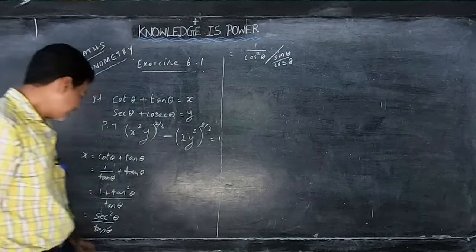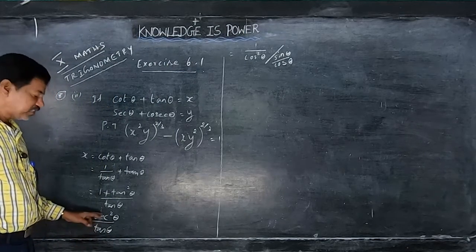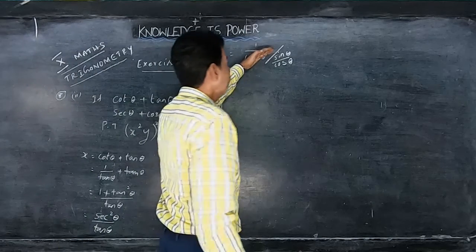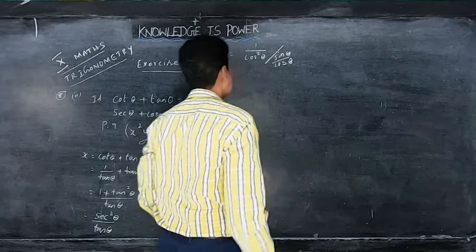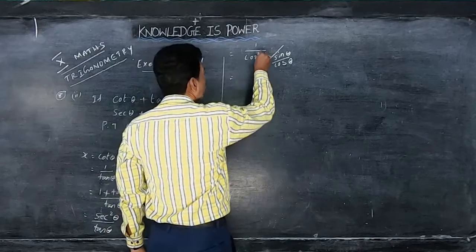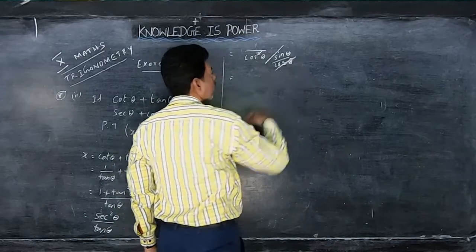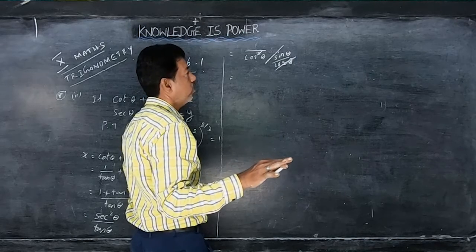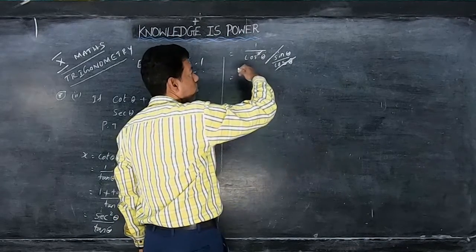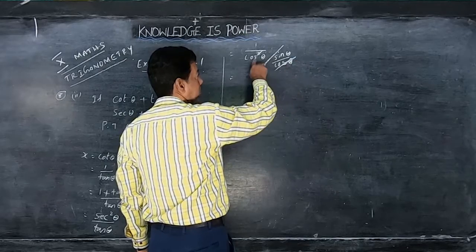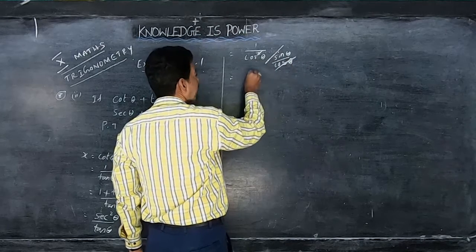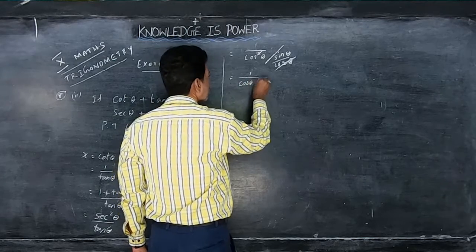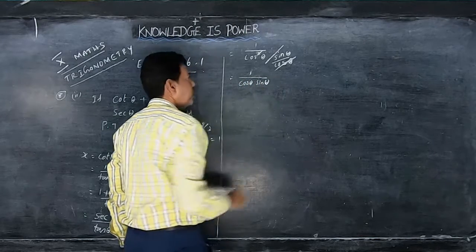This is the value of tan theta. Secant square I have written as 1 by cos square, divided by sin by cos. So now what do you do? One of the cos will cancel. The cos in the denominator cancels with one of the cos. One cos remains, and one sin. So 1 divided by, what will we get? Cos theta sin theta. Cos theta and sin theta.